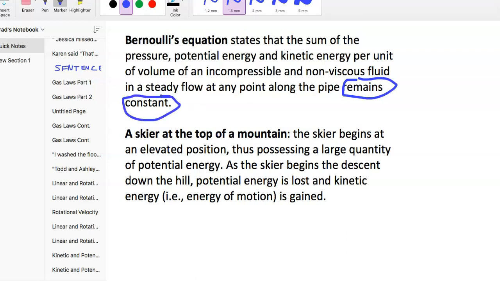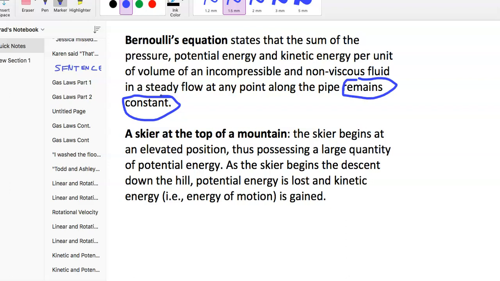constant. Okay, and then finally we have a skier at the top of a mountain. So we're just throwing in a really common question. The skier begins at an elevated position, thus possessing a large quantity of potential energy, right? As the skier begins the descent down the hill, potential energy is lost, and kinetic energy, meaning the energy of motion, is gained, right? And so that's an example of potential energy being the skier at the top of the hill and kinetic energy as they are skiing down the hill, an activity that involves motion.